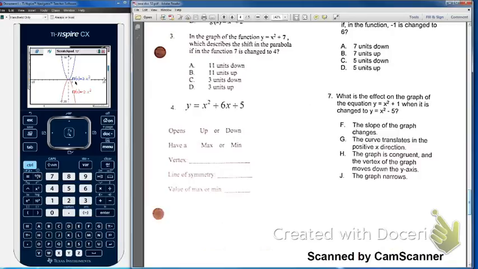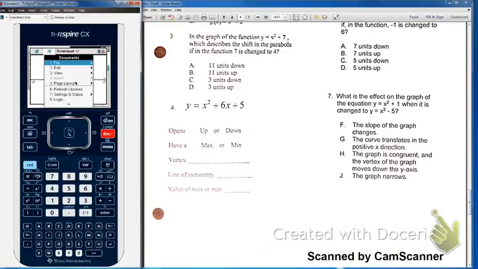Okay, number 7. What is the effect on the graph of the equation y equals x squared plus 1 when it is changed to y equals x squared minus 5? It says the slope of the graph changes. The curve translates in the positive x direction. The graph is congruent and the vertex of the graph moves down the y-axis, or the graph narrows. Okay, does everybody know what narrow means? Like skinnier? Like narrow streets? Skinny streets? Okay, so let's graph both of these.